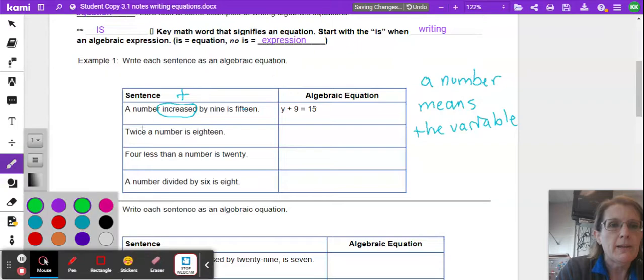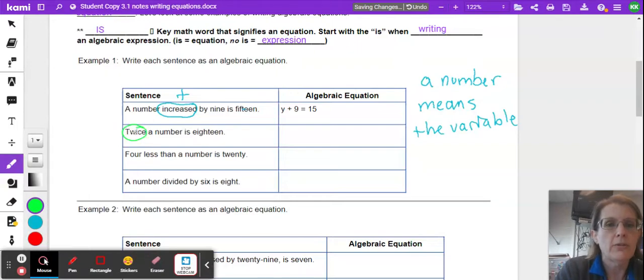So now let's look at the next one. It says twice a number is 18. I know twice means times 2. So that would be 2 times a number. I'm going to use x this time. So that would be 2 times x. But remember, when we have a number and a variable, we do not have to write multiplication. There's hidden multiplication in there, but you don't need it. So 2x is 18. Now try the next 2 on your own and check them with the Edpuzzle video.